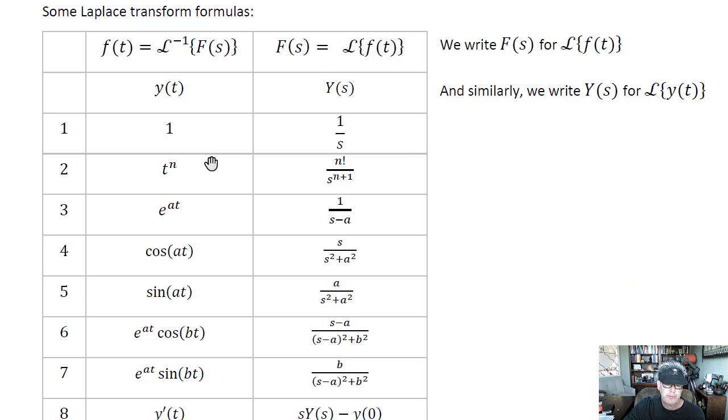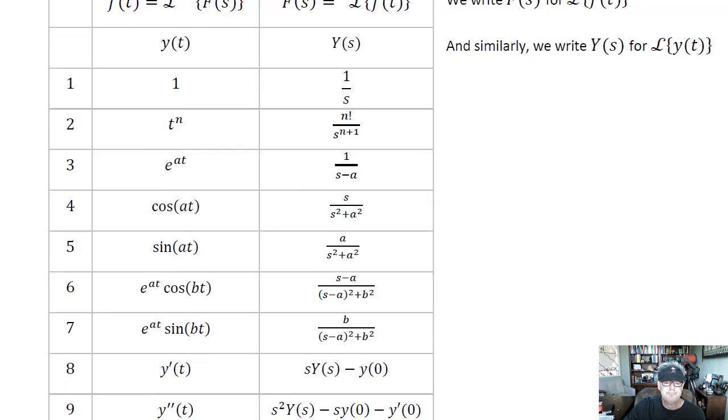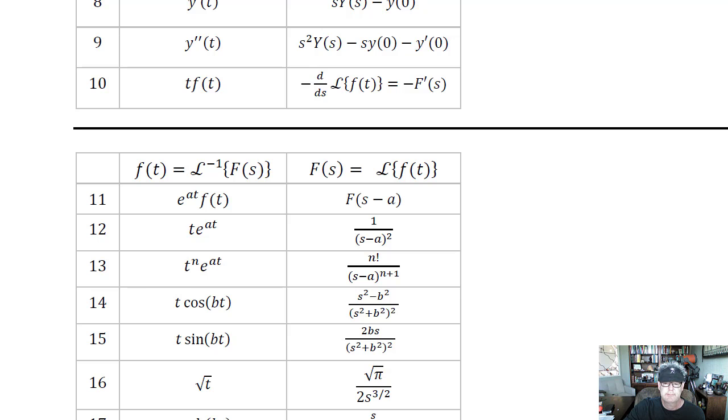And we're going to take the transform of the left side to get the right side. But we also want to inverse transform the right side to get the left side. So we think of the left side also as the inverse transform of the right side, because we're going to do both. We're going to take a transform, we're going to invert a transform. So here's a little list.